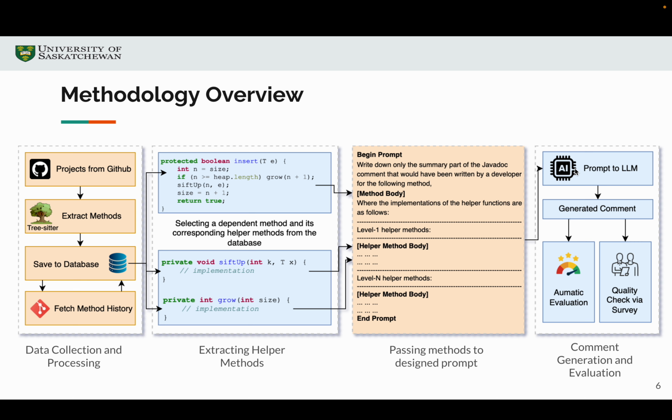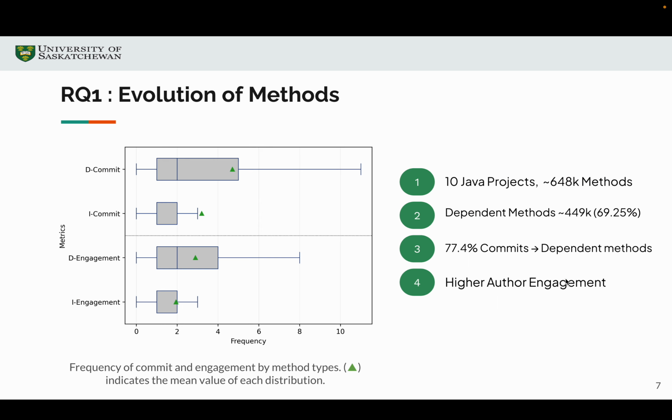Okay, then after designing the prompt, we prompt the LLM. We used several combinations of LLMs for our study, and then after passing it to the LLM, we get the comments generated by it, and then we evaluated the quality of the comments by automated metrics available in the literature, and also we checked the quality by doing a developer survey of around 160 people. So that was our methodology.